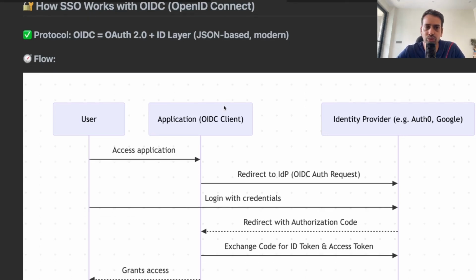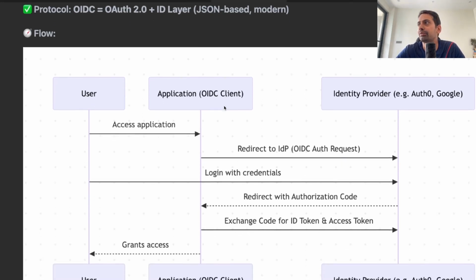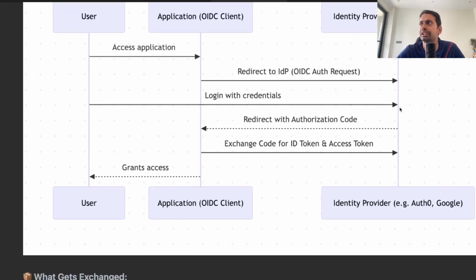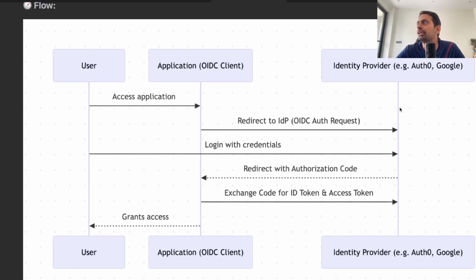OIDC is OAuth 2.0. The OAuth flow we have already discussed in detail. Now we have added an ID layer on top of that. So when you try to log in to an SP, the OIDC client redirects you to the IDP where you authenticate with credentials. Then the IDP will send you the authorization code. You will exchange the authorization code for an access token. If you remember, in OAuth 2.0 this was happening: the authorization server was redirecting to the client using the callback URL, sending the code with it, and then we were exchanging that code to get the access token.